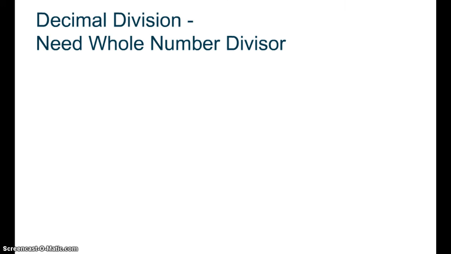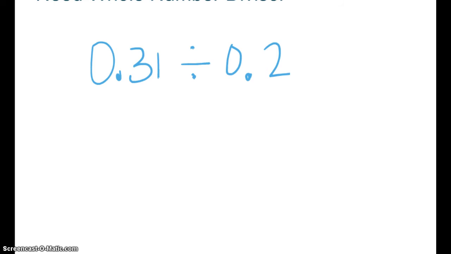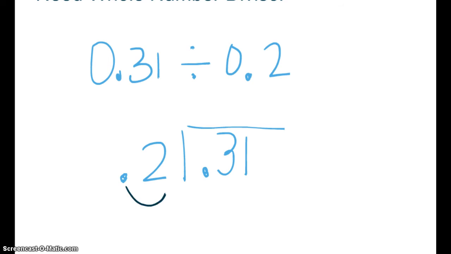For decimal division, you need a whole number as your divisor. Has to be a whole number. So I want you to write down this problem. Let's do 31/100 divided by 2/10. I can write it like this. 31/100 divided by 2/10. So what am I dividing? 31/100 by 2/10. So now I've got to multiply by 10 to get a whole number.